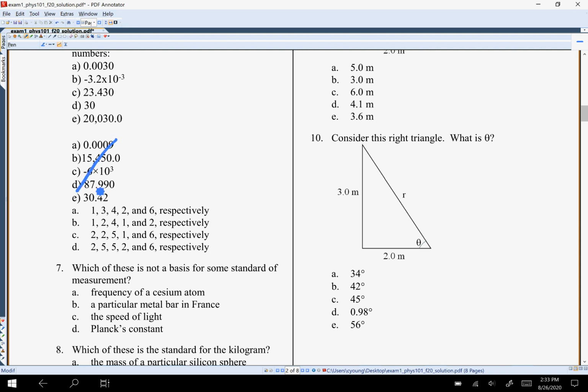Yeah, I didn't intend this. I'll fix that. So 0.0030 has 2 sig figs. This has 2 sig figs, just the 3 and the 2. This has 1, 2, 3, 4, 5 sig figs. All of them are significant.